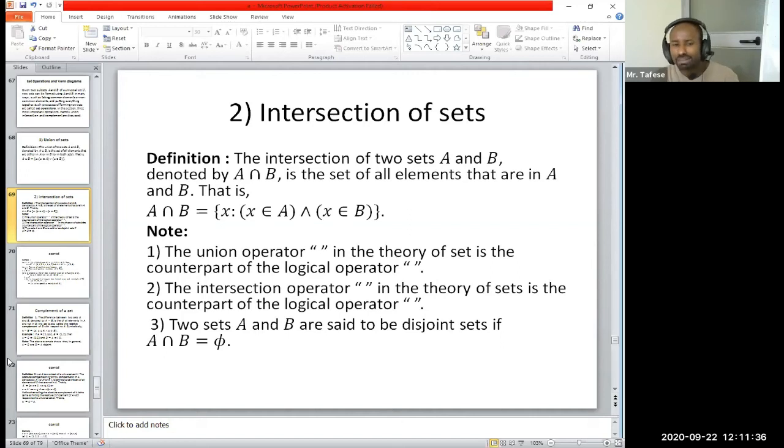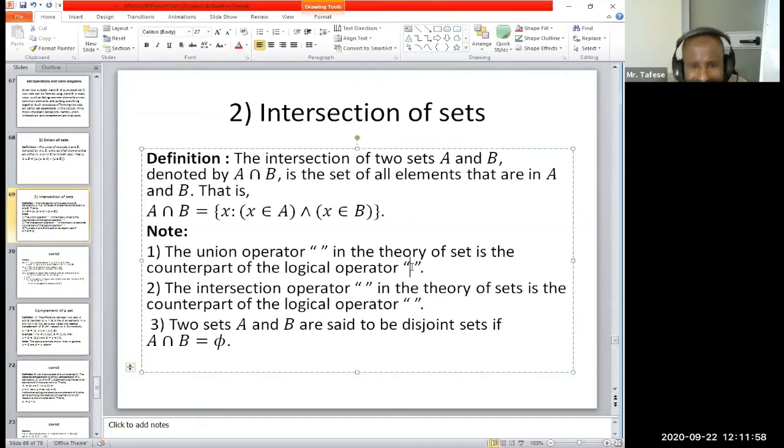So an element of the intersection is an element which was found in both A and B. The union operator in the theory of sets is the counterpart of the logical operator OR. The logical operator AND is the inverted V.